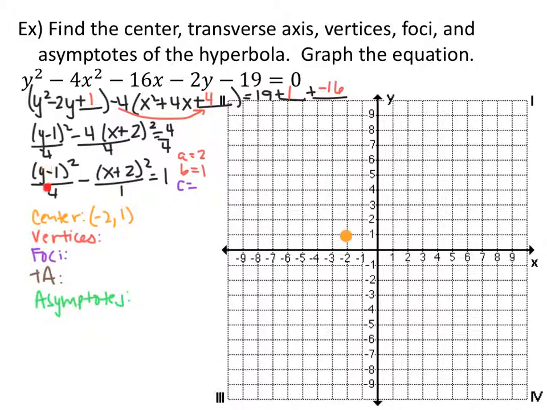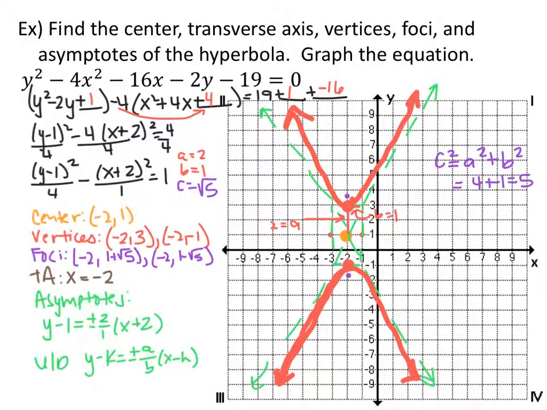We want to go 2 in the y direction because it's underneath y. We want to go 1 in the x direction. So go ahead, if you haven't already finished doing this one, go ahead and pause the video and continue working. So I'm going to go 2 in the y direction to find my vertices. So I went up 2 and down 2, got negative 2, 3 and negative 2, 1.